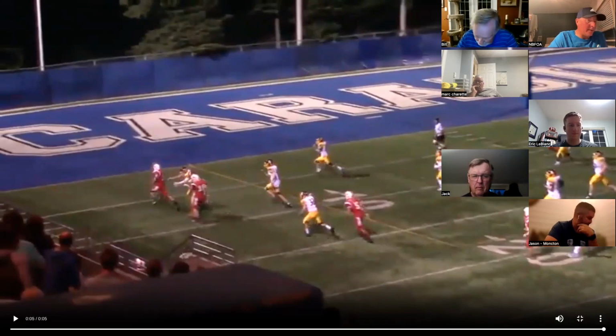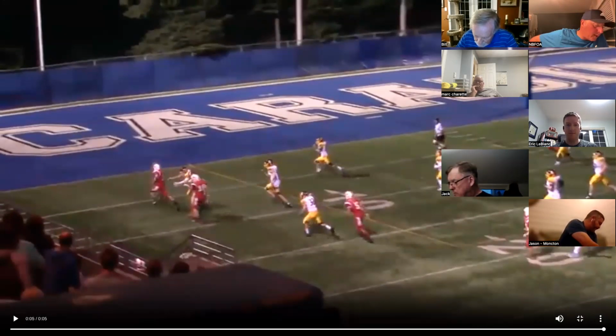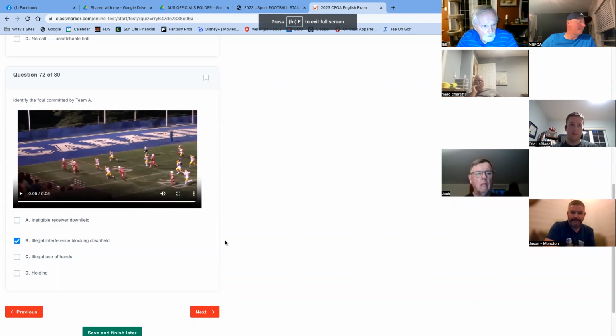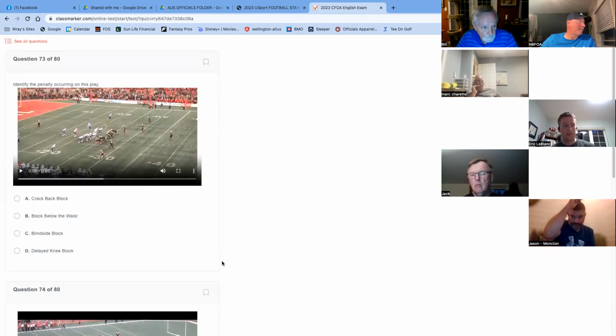So based on that, the answer to this question is B, illegal interference blocking downfield, 6-4-9A. Team B's slot back blocks across the line of scrimmage before the forward pass is caught. What's interesting is, could you not have two fouls in that? Could you not have a holding as well? Well, that's a good question. The holding is definitely up for discussion here, but it's not reflected in the answers for the exam. The answer says there's no holding there, which is very questionable. But in this case, you would have a double foul, in which case it doesn't really matter as long as you catch the first one. Right. But for the purpose of an exam, sure. Understood.